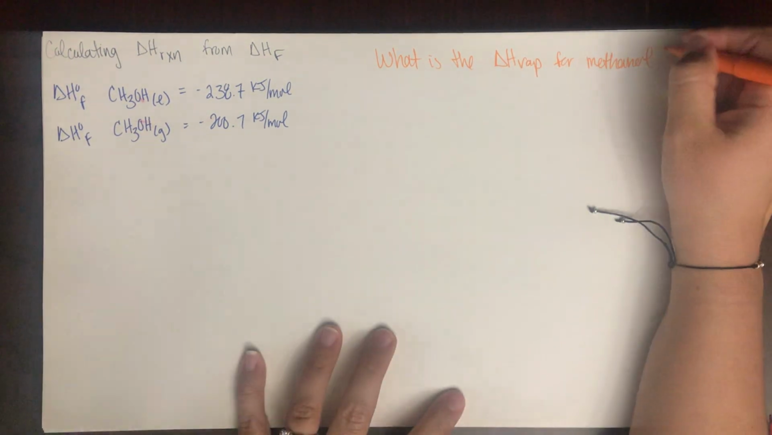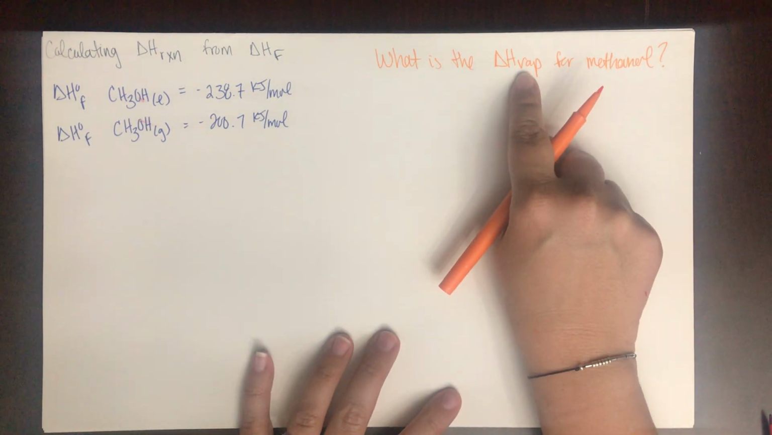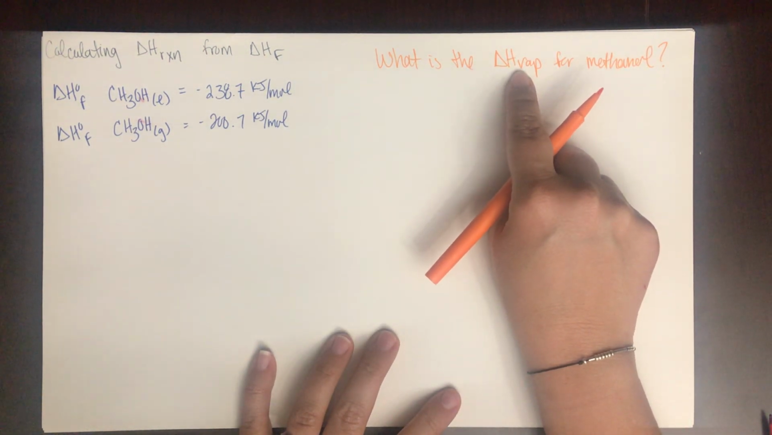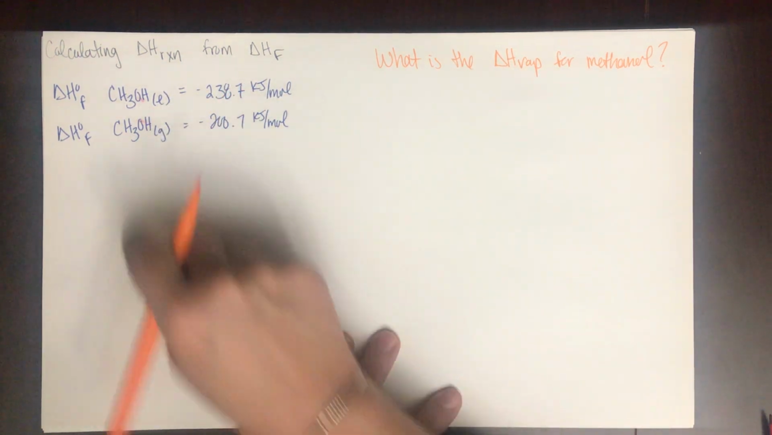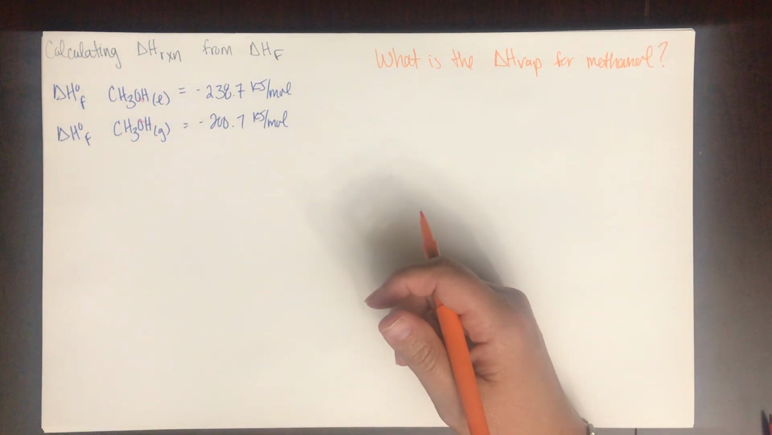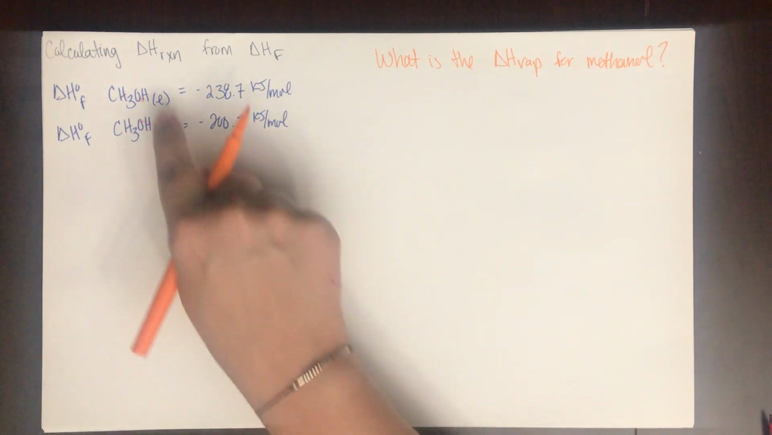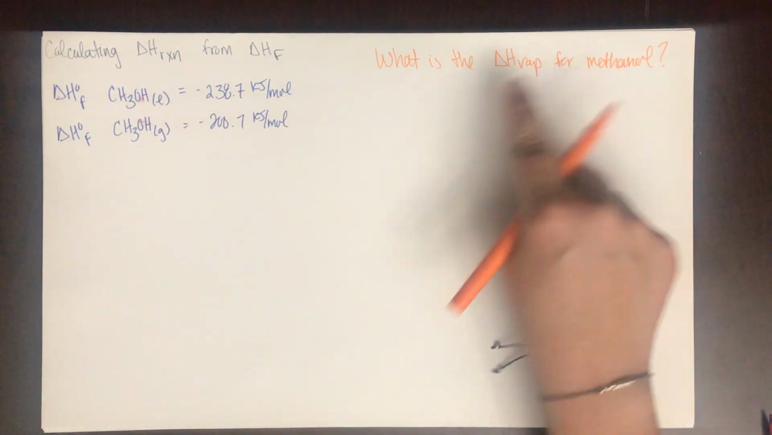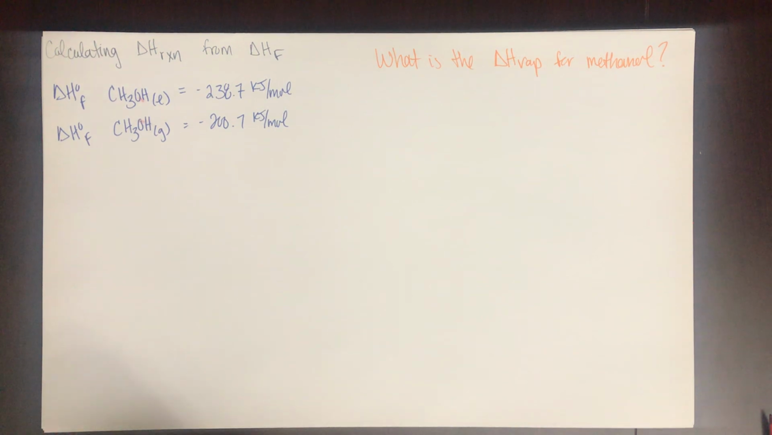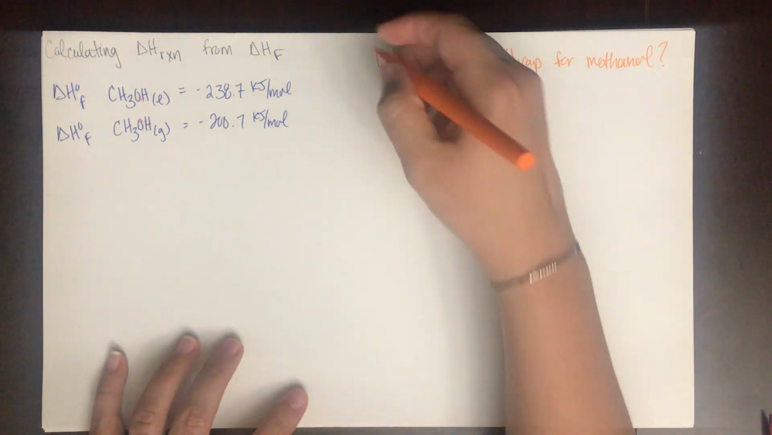So remember, the heat of vaporization, this is just a special enthalpy change when we go between a liquid and a gas. So whenever we're given the heats of formation of different substances, we can calculate the overall standard heat of the reaction. So let me just write out what this formula is.